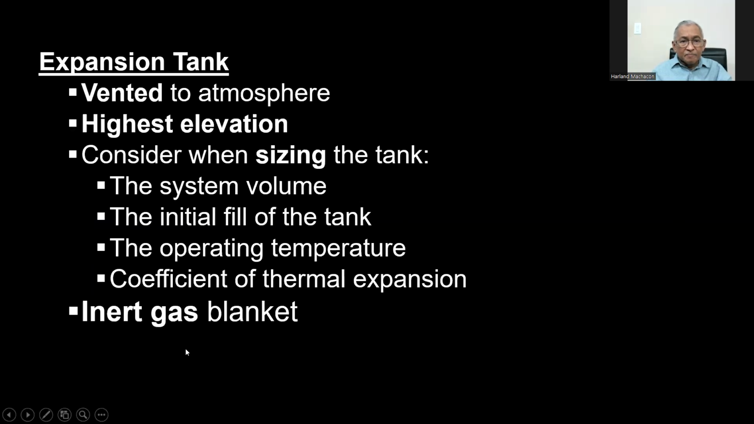The expansion tank. The expansion tank is vented to the atmosphere, and it will be at the highest elevation among the components. We consider in sizing the tank the system volume, the initial fill of the tank, the operating temperature, and the coefficient of thermal expansion. And it is provided with an inert gas blanket so that oxidation can be avoided.